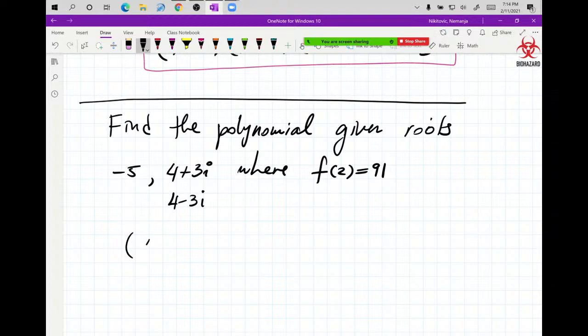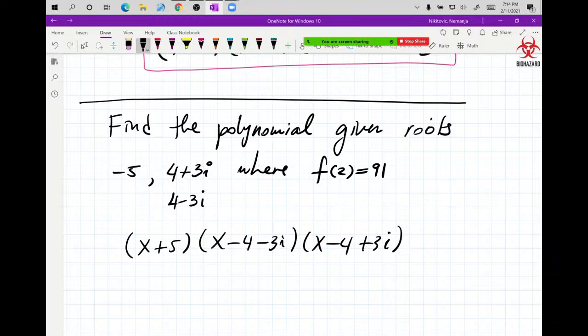So what are my factors? x plus 5, x minus 4 plus 3i, and x minus 4 minus 3i. There we go. How do we know there aren't more factors? This is what the problem said: find the polynomial given these roots. So they gave you all the roots they wanted to give you.